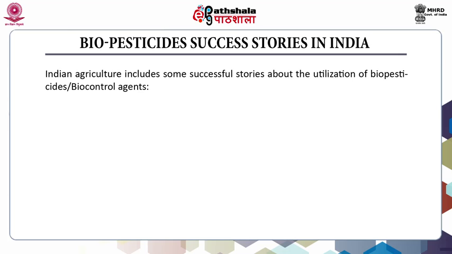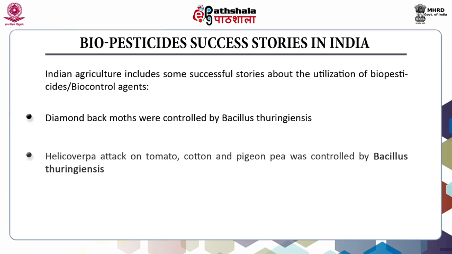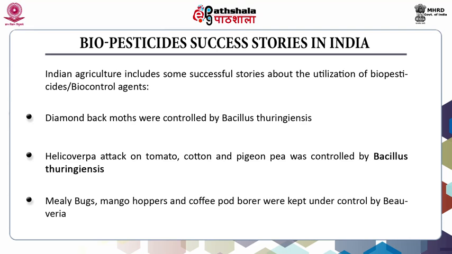Indian agriculture includes some beautiful and successful stories about the utilization of biopesticides or biocontrol agents. Firstly, diamondback moths were controlled by Bacillus thuringiensis. Helicoverpa attack on tomato, cotton and pigeon pea was controlled by Bacillus thuringiensis. Mealybugs, mango hoppers and coffee pod borer were kept under control by Beauveria.